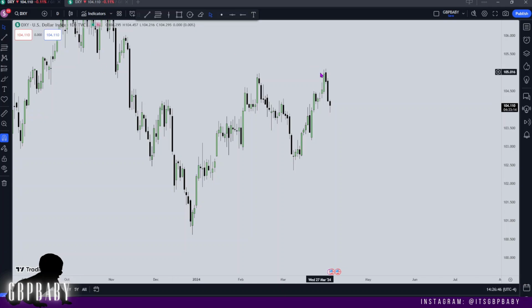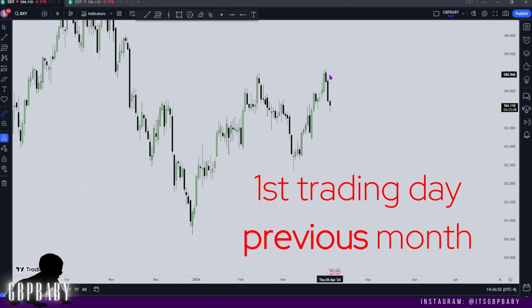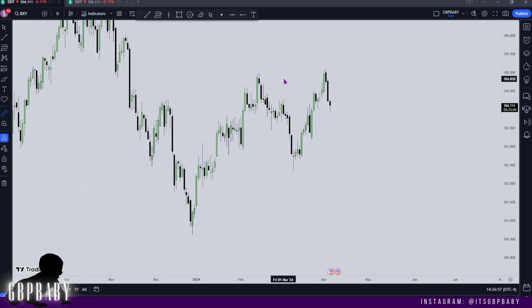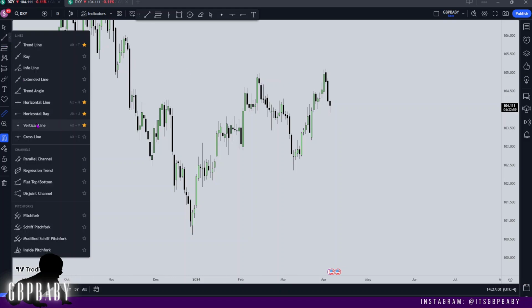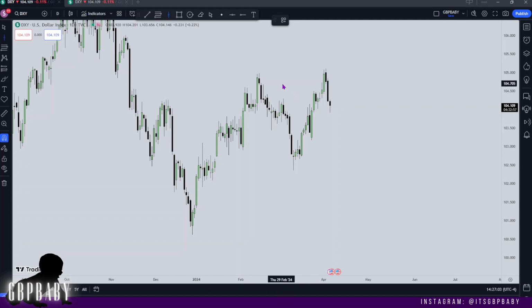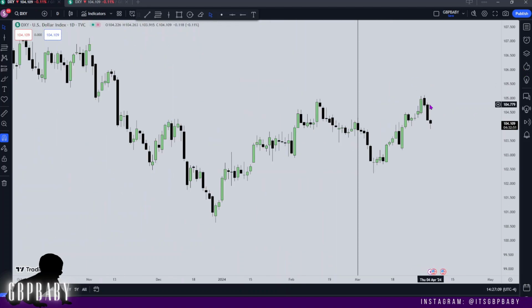So we're going to start on the daily, and we're going to apply all the rules that ICT has given us. The first one is that we need to start from the first trading day of the previous month. So that means we're going to be starting from the 1st of March, as we've recently just started April. So let's get the 1st of March drawn out here, and I'm going to use a thick black line like so, and then we need to measure back from here.